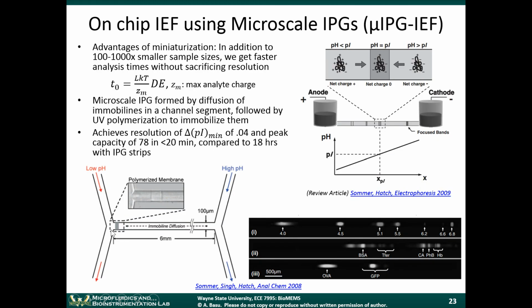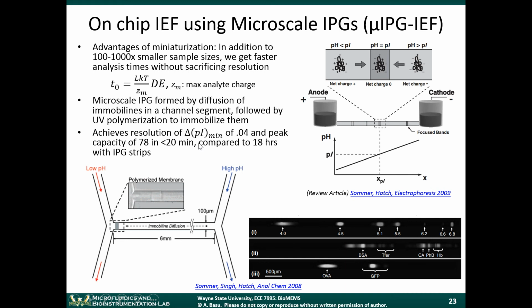So they have these polymers, these gels that have the IPGs immobilized on them, and you apply a voltage between the two sides, and you can see that these molecules will go to their isoelectric points. In this case, each of the molecules is fluorescently labeled so that you can see them. This achieves a resolution of 0.04 in terms of pI, the resolution of the isoelectric point that you can measure, and a peak capacity of 78.